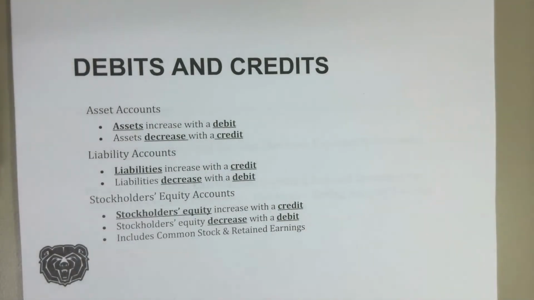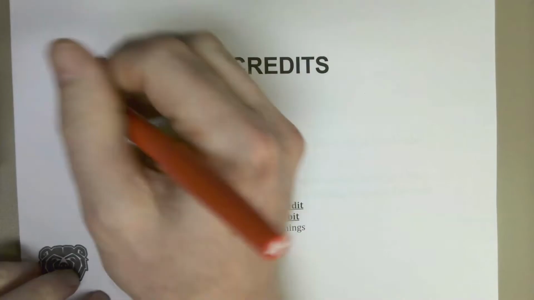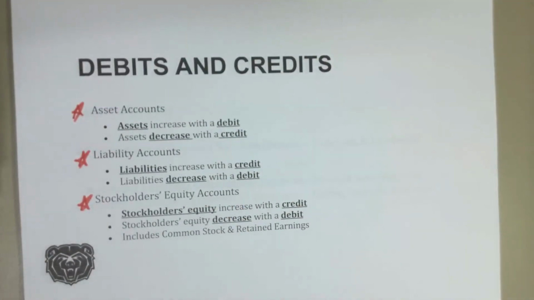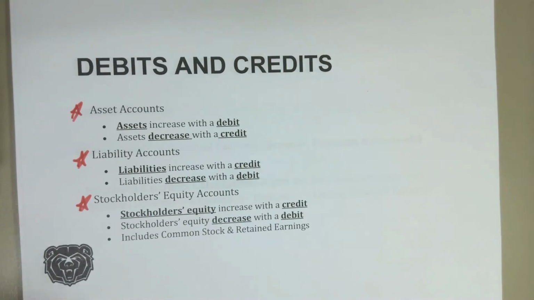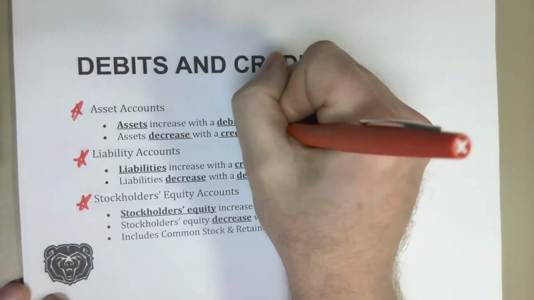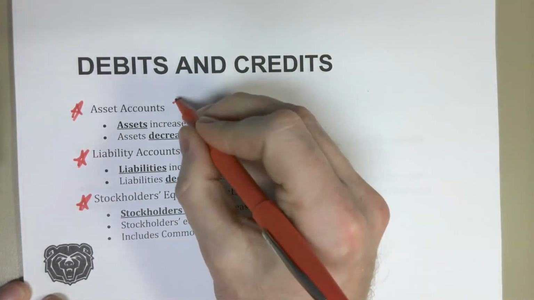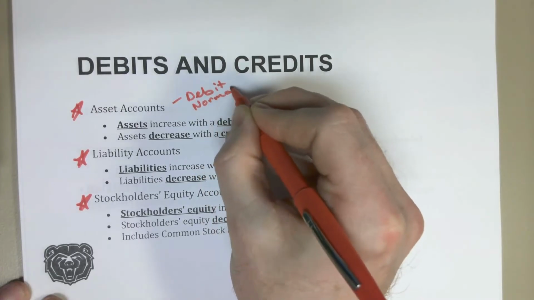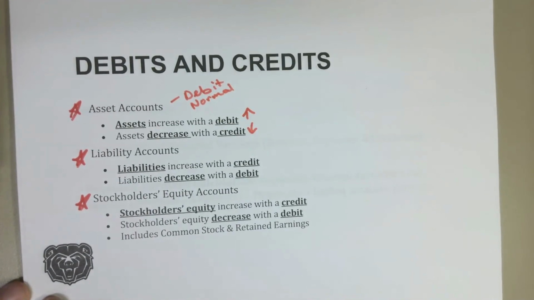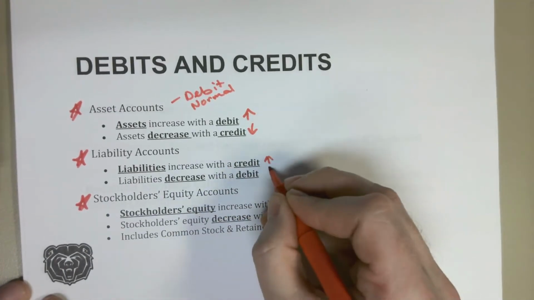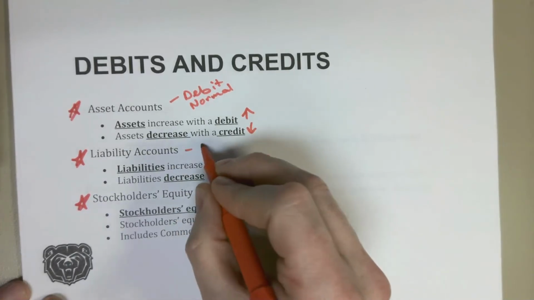So we're going to lay it all out for you right here. These are the big three, right? These are the three we need to know. Okay, so asset accounts: assets increase with a debit. Assets decrease with a credit. This means that asset accounts are debit normal. Okay, liability accounts increase with a credit and they decrease with a debit. These are credit normal.